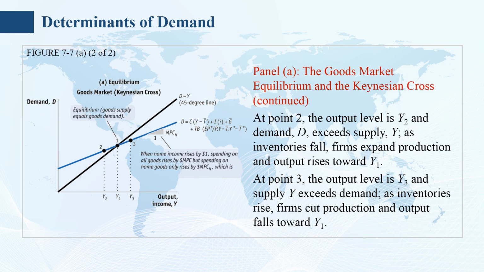At point 2, the output level is Y2 and the demand D exceeds supply Y. As inventories fall, firms expand production and output rises toward Y1. At point 3, the output level is Y3 and the supply Y exceeds demand. As inventories rise, firms cut production and the output falls toward Y1.